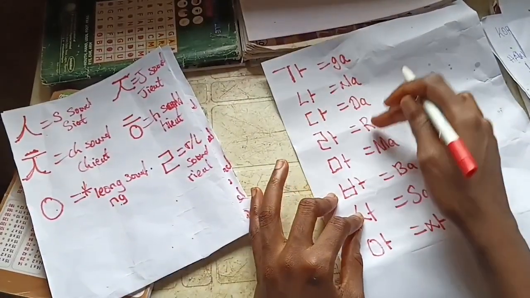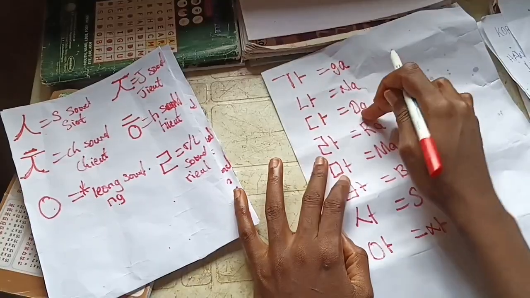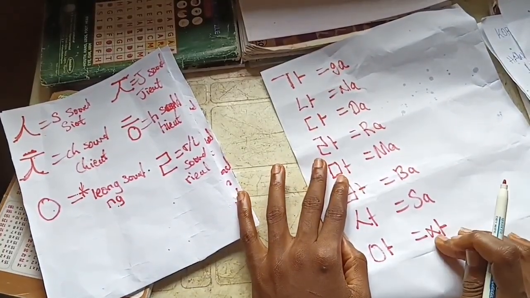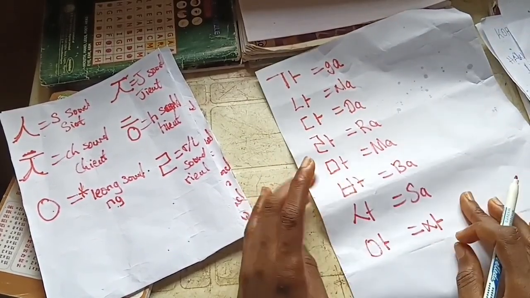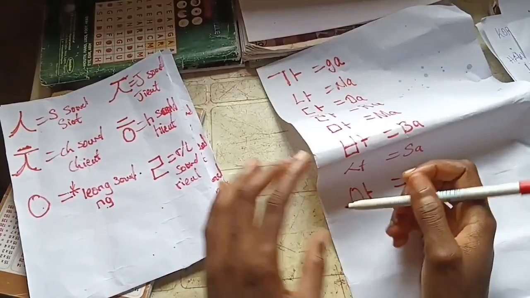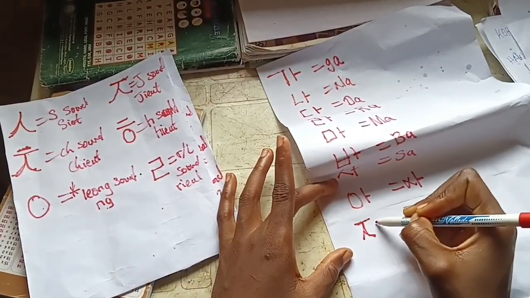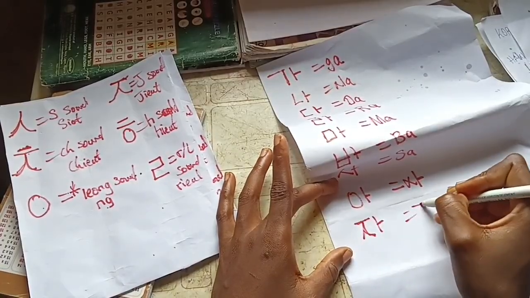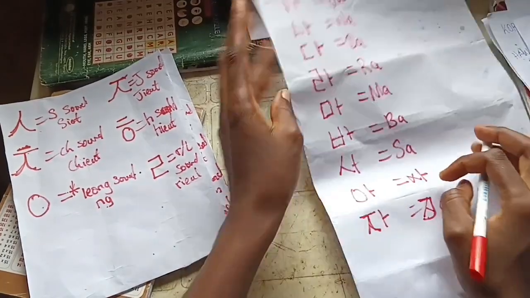So ga na da ra ma pa sa, ah. Ga na da ra ma pa sa, ah. Now, let's move on to the next one, which is the J consonant, J and A, and that is ja.